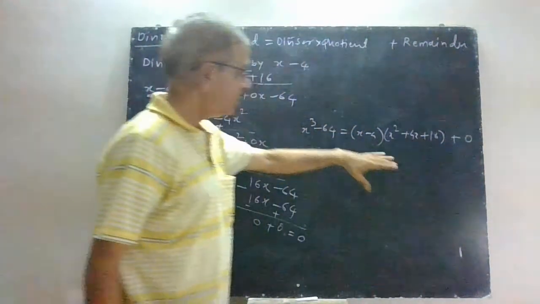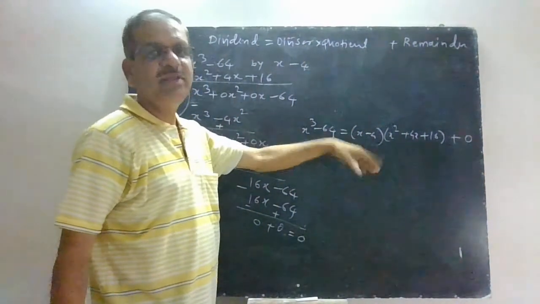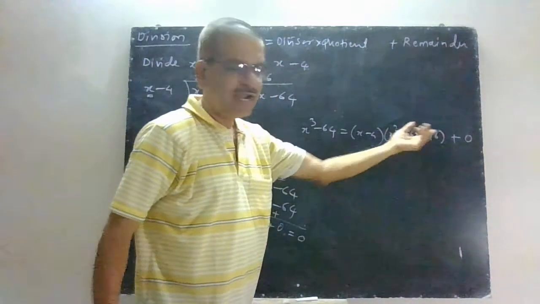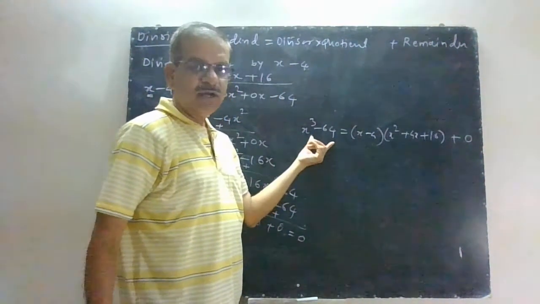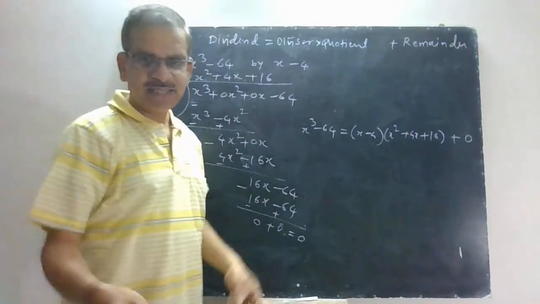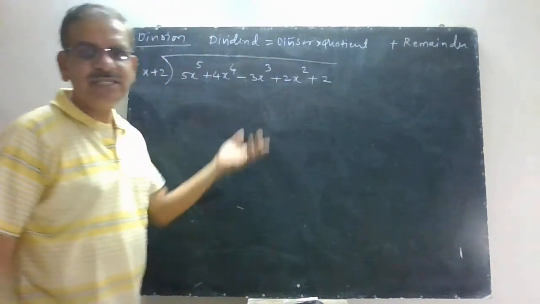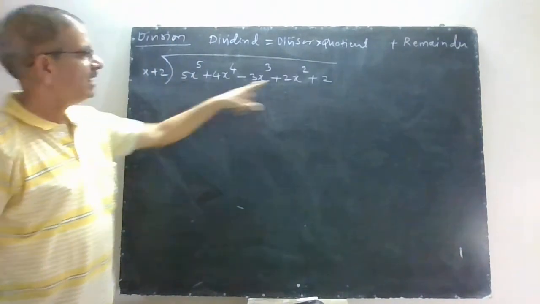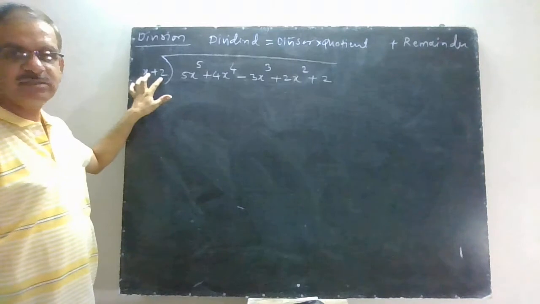If your remainder is 0, you can verify your answer: just multiply these two and see whether you get the same thing or not. Okay, now let us see the second example. You have taken a polynomial, you have to divide it by x plus 2.